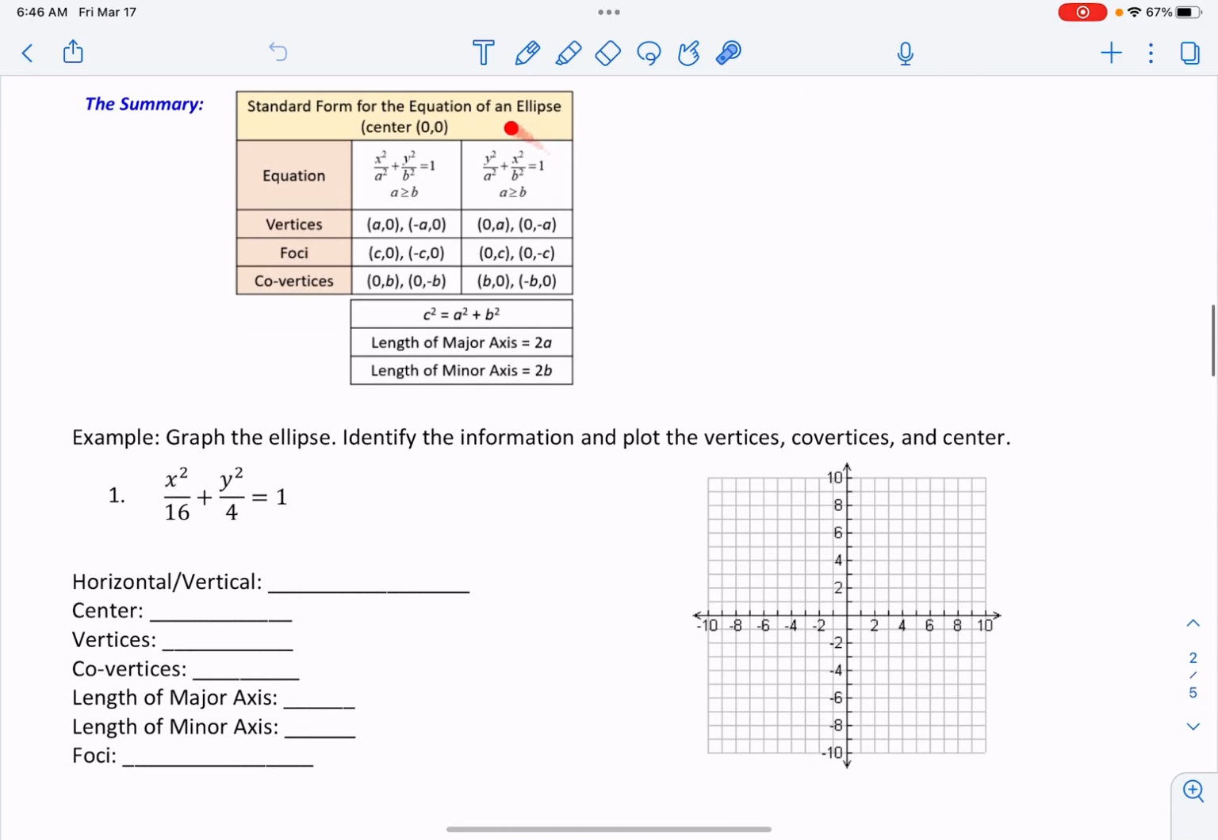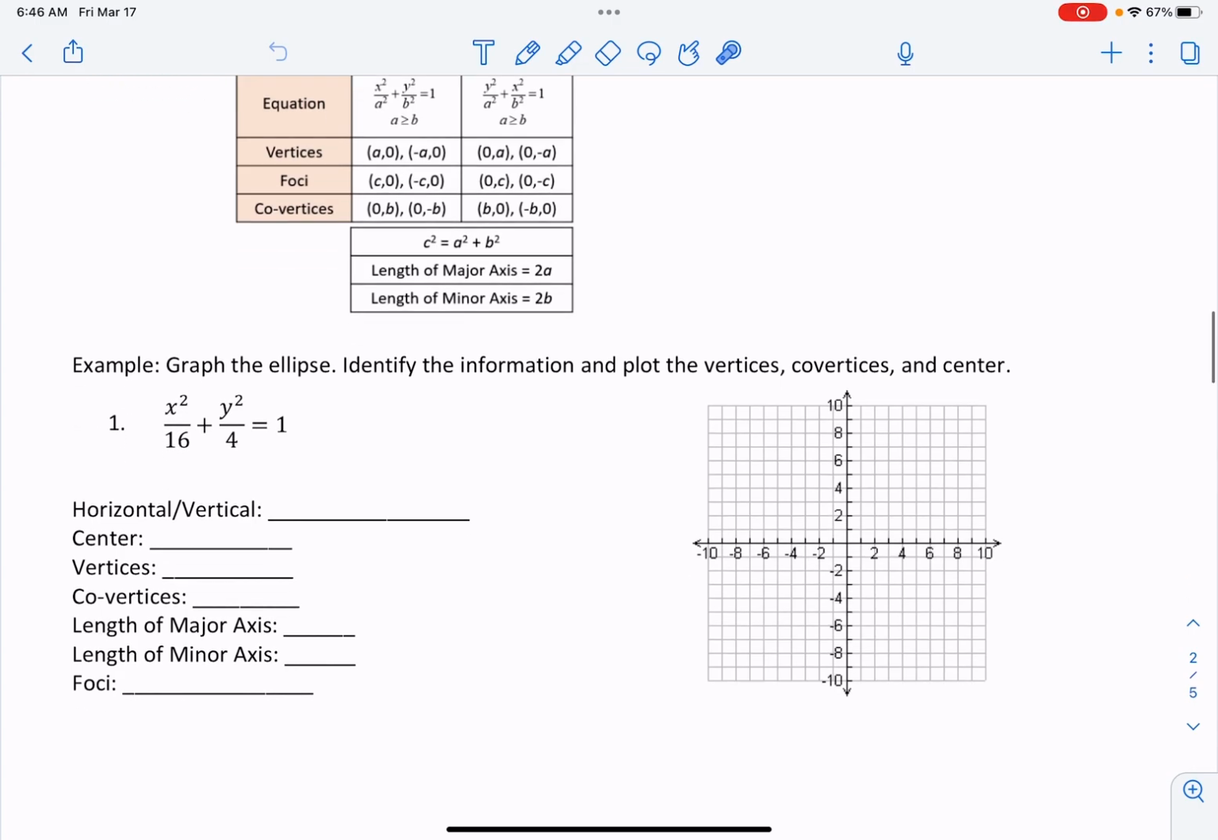So I have everything written here for you that you need to know, because you are going to need to know the length of the major axis, because that's going to be 2 times whatever your a value is, because remember, a is the distance from the center to the vertex of that ellipse.